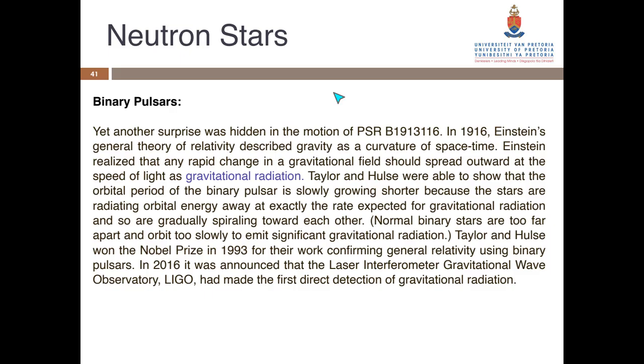Normal binary stars are too far apart and orbit too slowly to emit significant gravitational radiation. Taylor and Hulse won the Nobel Prize in 1993 for their work confirming general relativity using binary pulsars. In 2016, it was announced that the Laser Interferometer Gravitational Wave Observatory, or LIGO, which we talked about in a previous lecture, had made the first direct detection of gravitational radiation.